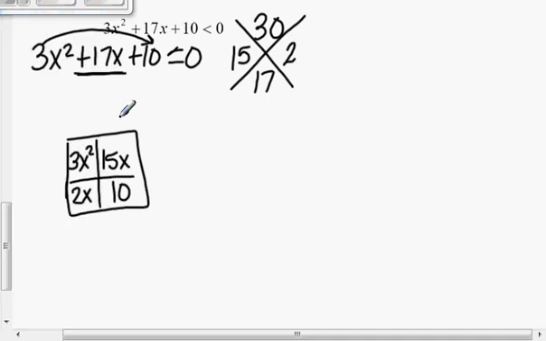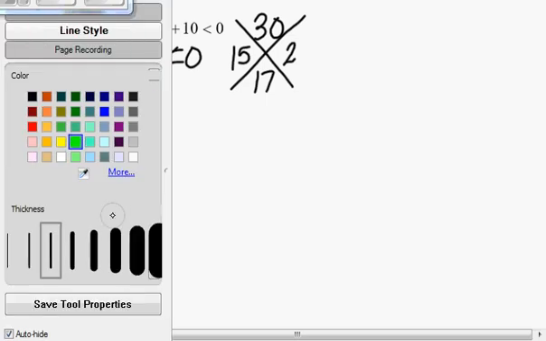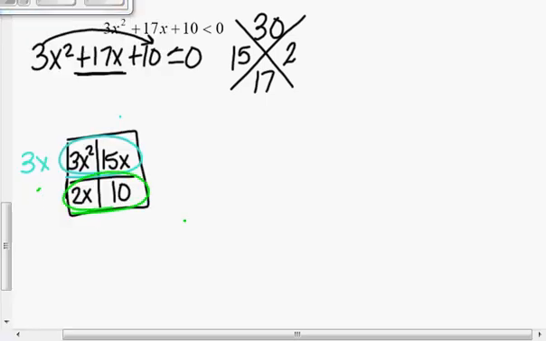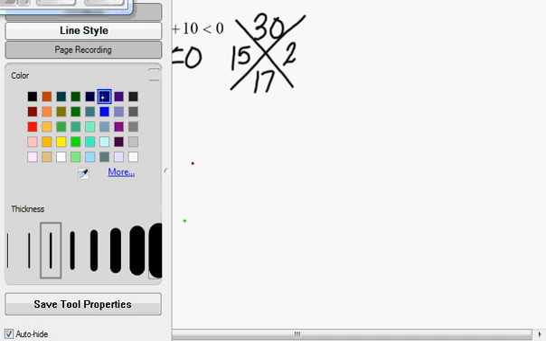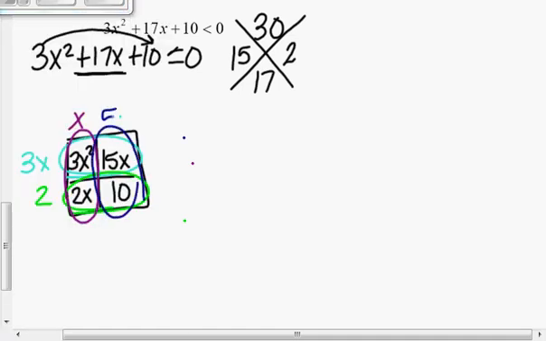Our GCF in the first row is 3x. Our GCF in the second row is 2. GCF in the first column is x, and GCF in the second column is 5. And you can always go back and check. 3x and x is 3x squared, 2 and x is 2x, 3x and 5 is 15x, and 2 and 5 is 10. So now we've got our factors. We've got x plus 5 equals 0, and 3x plus 2 equals 0.